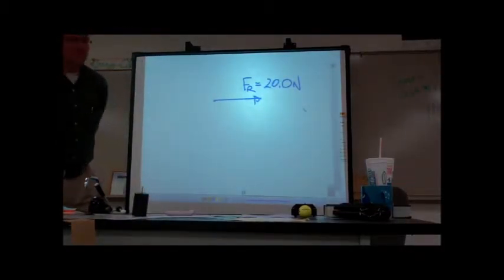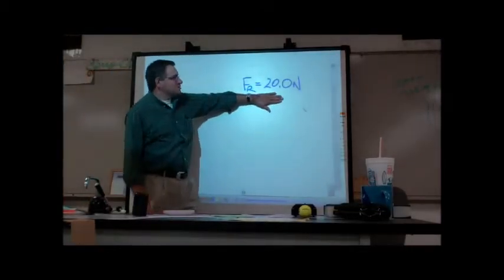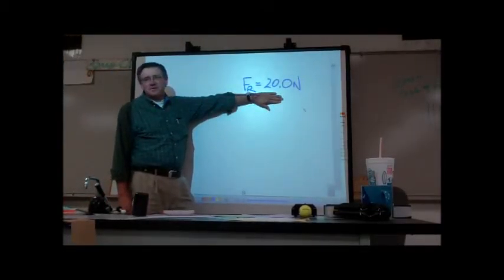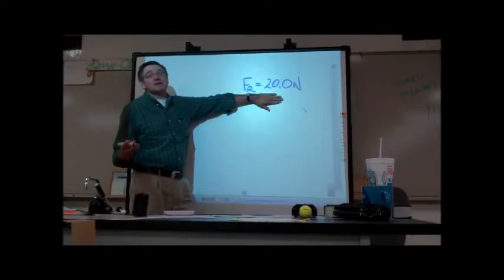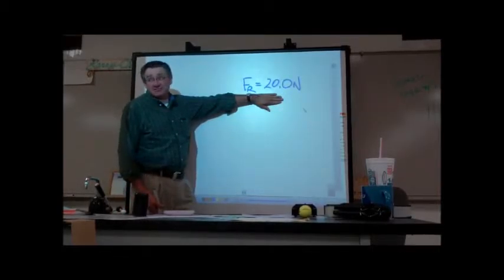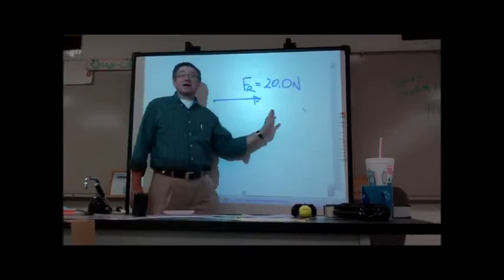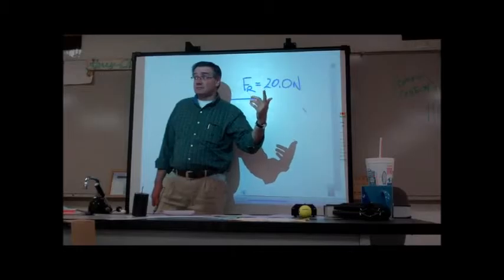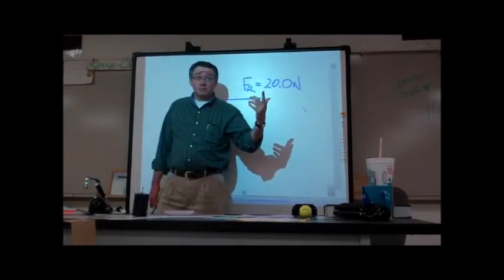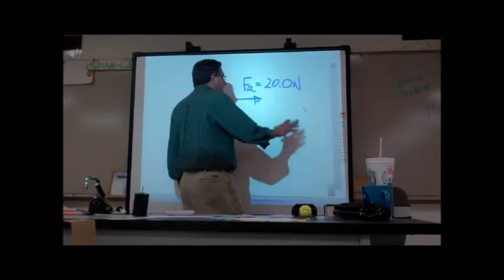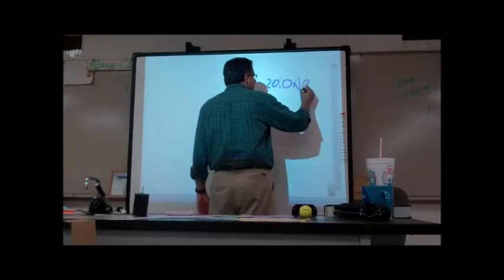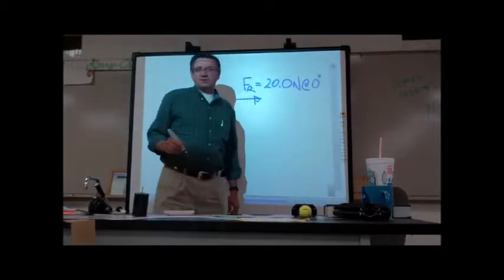Has an arrow. No, if all you saw was the 20 newtons, then no. Why? What haven't I given you? Direction. Now, this is pointing along the positive x-axis, so we're going to call that what angle? 0 degrees. So force Reed is 20 newtons at 0 degrees.